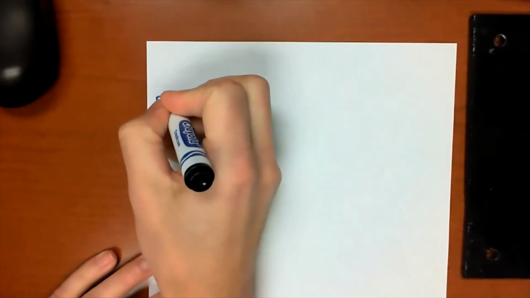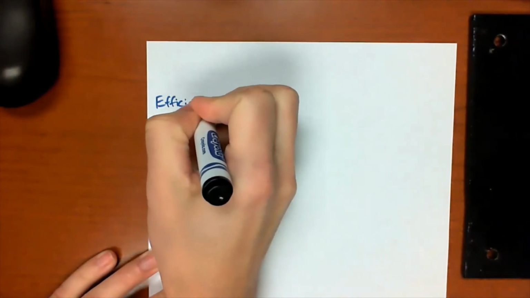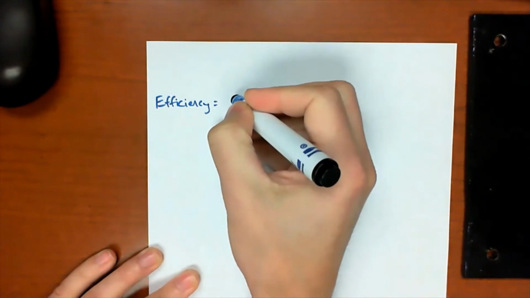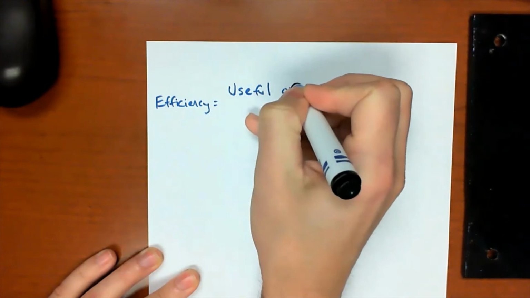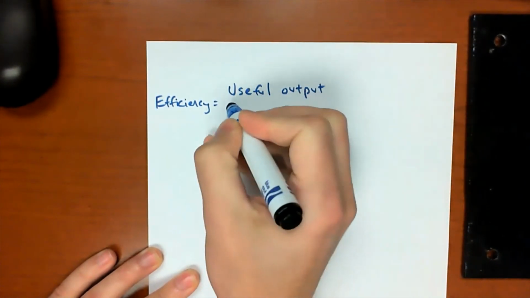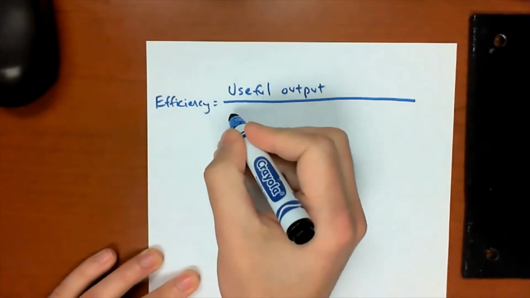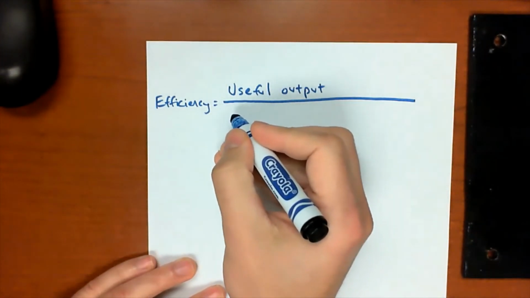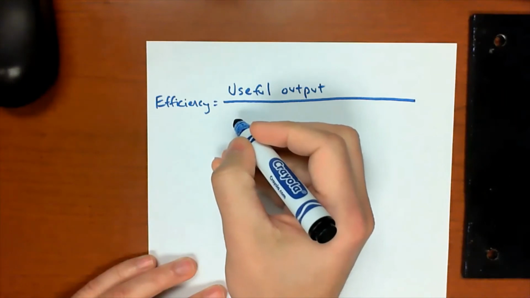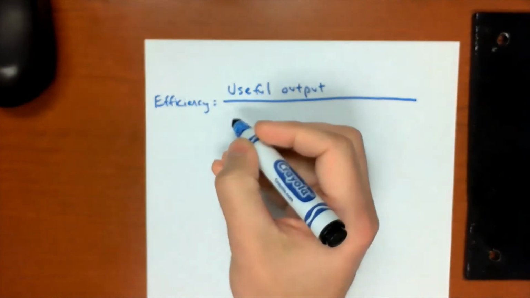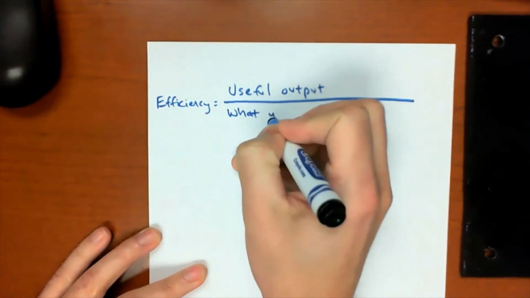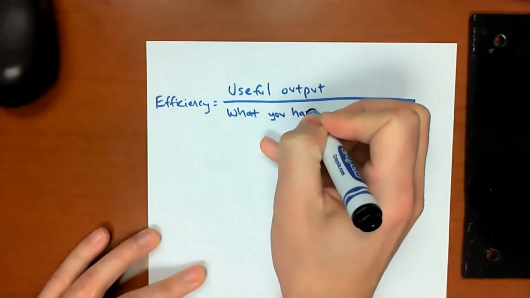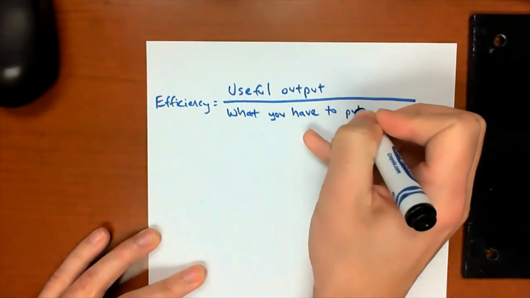So in general, for any system, efficiency is equal to the useful output divided by, what do I want to call this? I think I want to say what you have to put in. It's not always necessarily the total input, it's what you have to put into it.